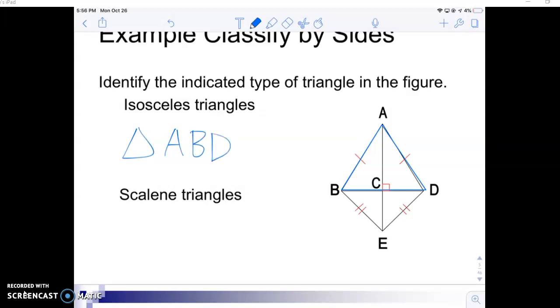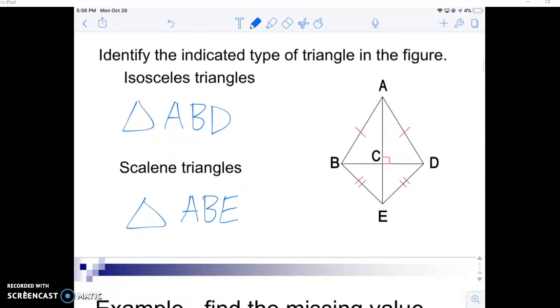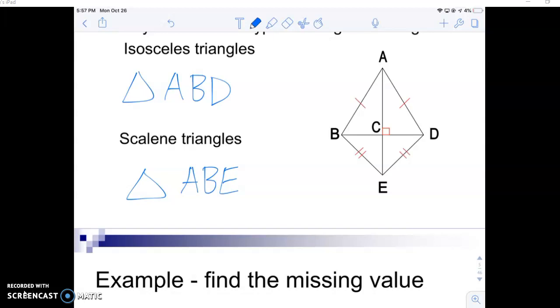Perfect. Next, we have to identify a scalene triangle in this figure. So three sides all being a different length. I'm going to do this triangle right here. Now I would represent that as ABE. There's a lot of different possibilities. Those are just one of each. Remember, scalene, three different sides. Isosceles, two of the same sides. And then equilateral would be all three sides being the same.